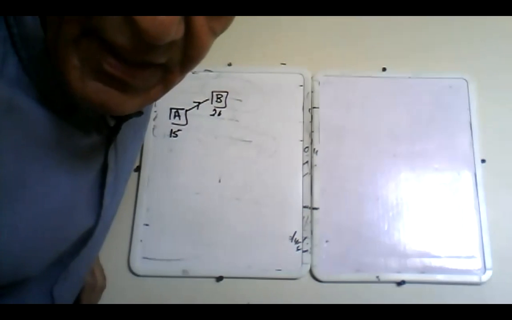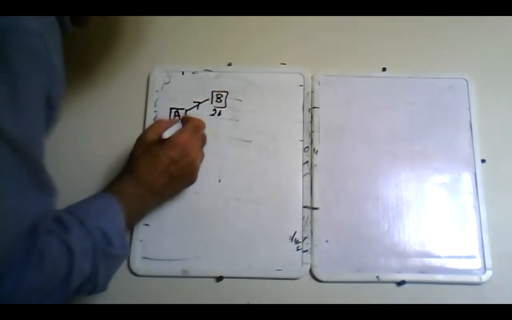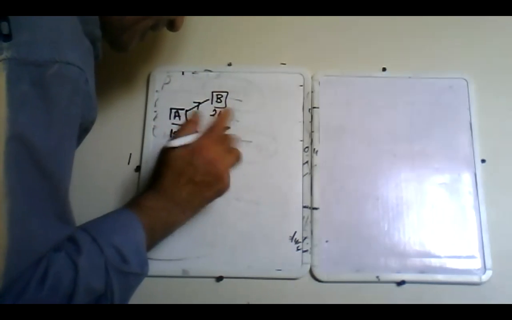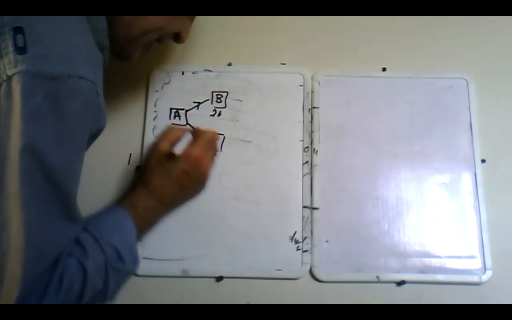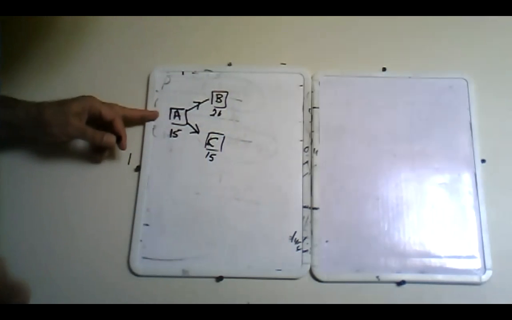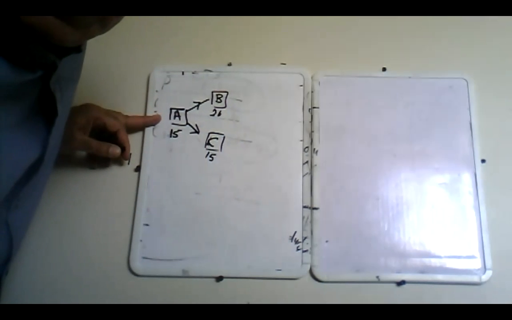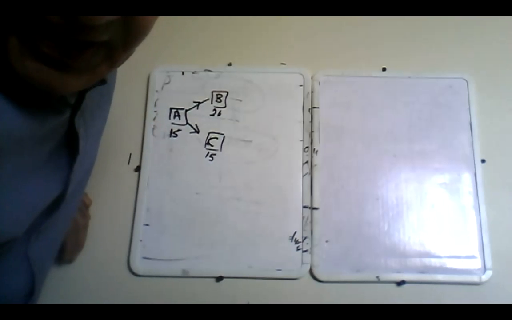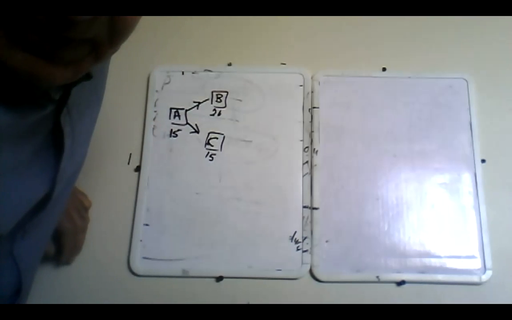How about C? 15 seconds also. This is C. It's 15 seconds, and it's preceded by stage A. Then I have D, 32 seconds, but before it B and C.